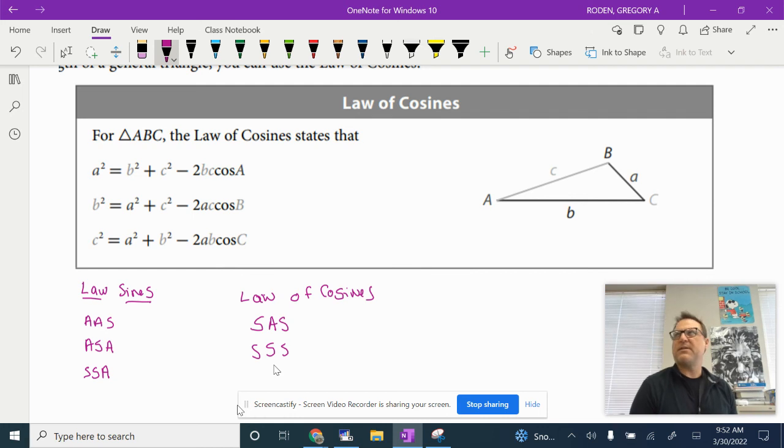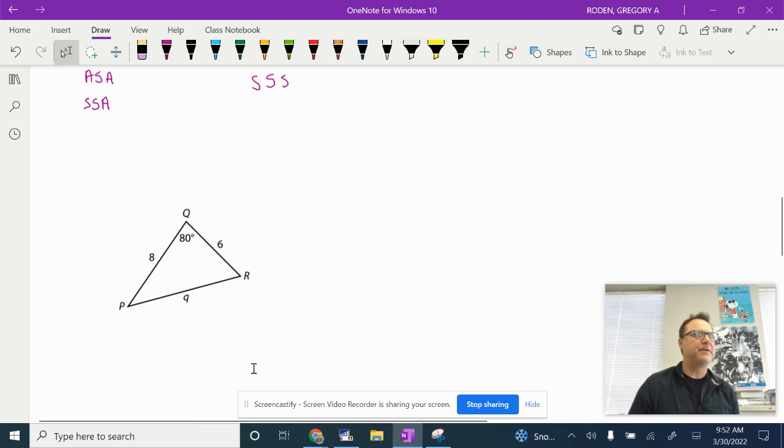Okay. I'm going to give this another minute, and then I'm going to move on, and we're going to apply this. Okay. You guys ready? All right. So let's apply the law of cosines. Right now, copy down this triangle right here. And we'll call this example 1.